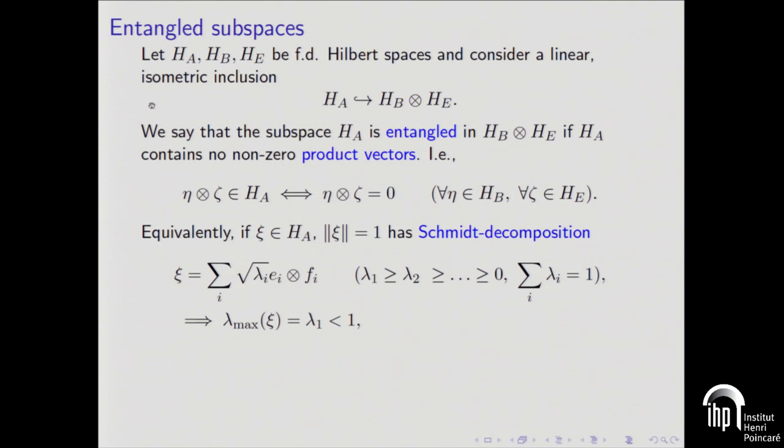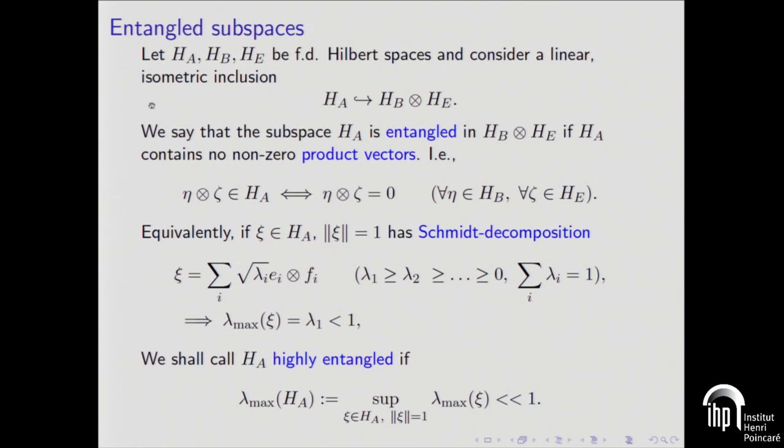And you can equivalently phrase this in terms of Schmidt coefficients and Schmidt decomposition. So equivalently, if I have a vector in HA, let's suppose it has norm 1, then it has a Schmidt decomposition sitting inside this tensor product. A vector can be written as a linear combination of e_i tensor f_i in HB and HE respectively. These coefficients, called Schmidt coefficients, we can arrange to be decreasing, and then they sum up to 1. The entangledness property of the subspace is characterized by the largest Schmidt coefficient, which in this case is just lambda 1, being strictly below 1 for any such unit vector. Being a separable vector is exactly the condition that your Schmidt string is 1, 0, 0, 0, 0. And so that's what it means to be entangled.